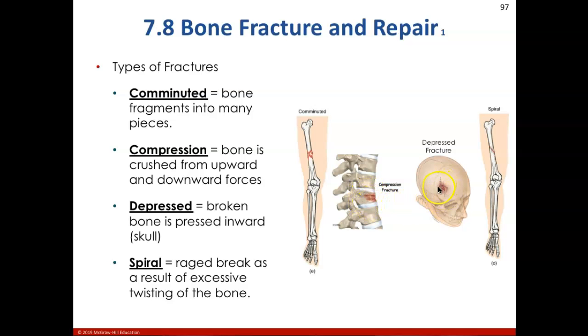We have depressed fractures, that is broken bone that's pressed inward on the skull. So sadly, this takes place in a lot of abusive cases where a blunt object has been thrown to the head. And then we have spiral fractures. Here we'll have a jagged break as a result of excessive twisting of a bone. And we see this in a lot of child abuse cases where an adult will take a child's arm and twist it, or it could be their leg, of course.